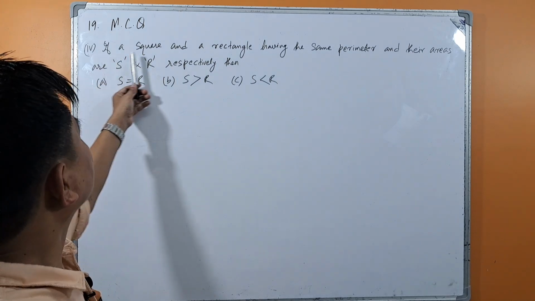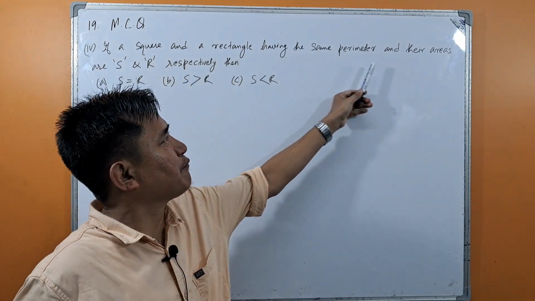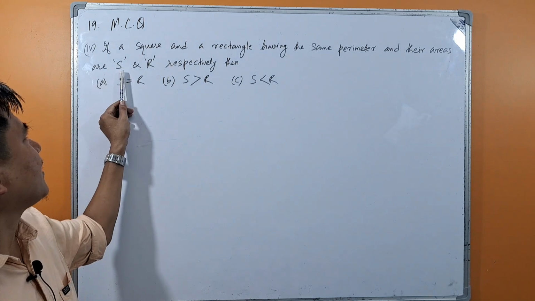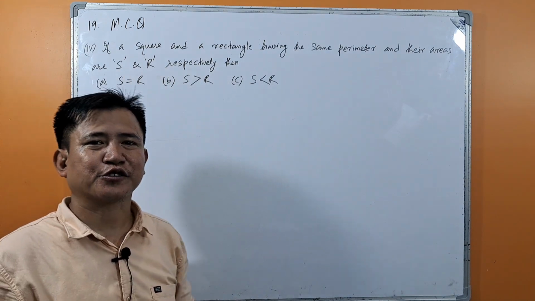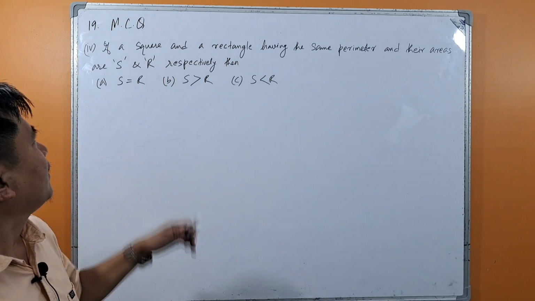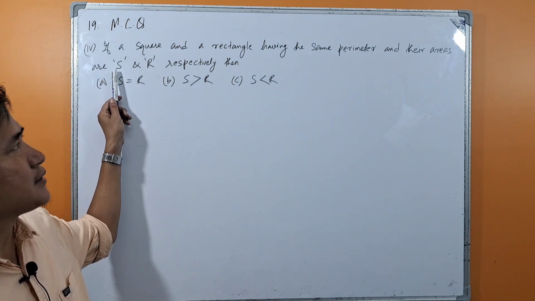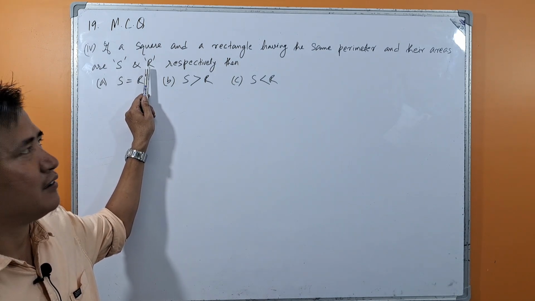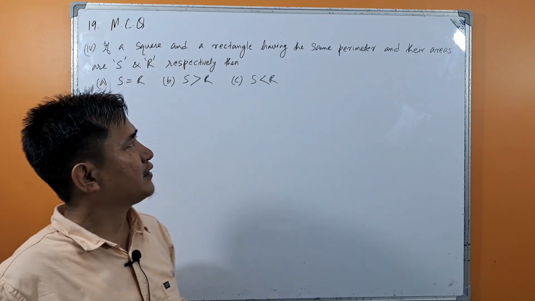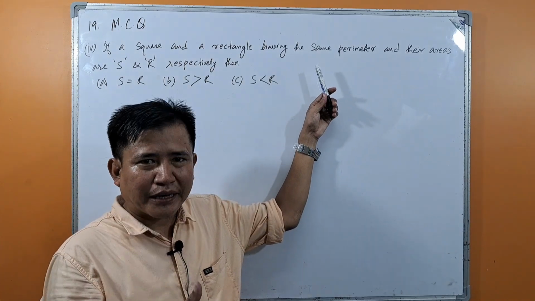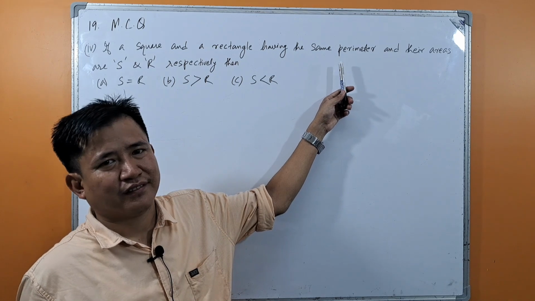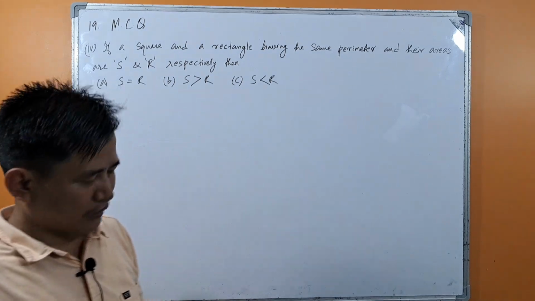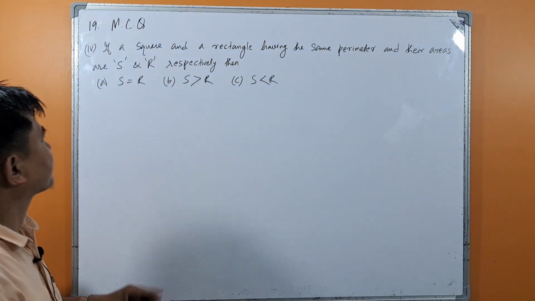Question number 4 of 19. If a square and a rectangle having the same perimeter and their areas are S and R respectively, then we are given 3 options. We are asked to choose the correct one. Okay, area of square is given S and area of rectangle is R. And it is given that the perimeter of square and the perimeter of rectangle are equal. This is also given. So let us solve this question.